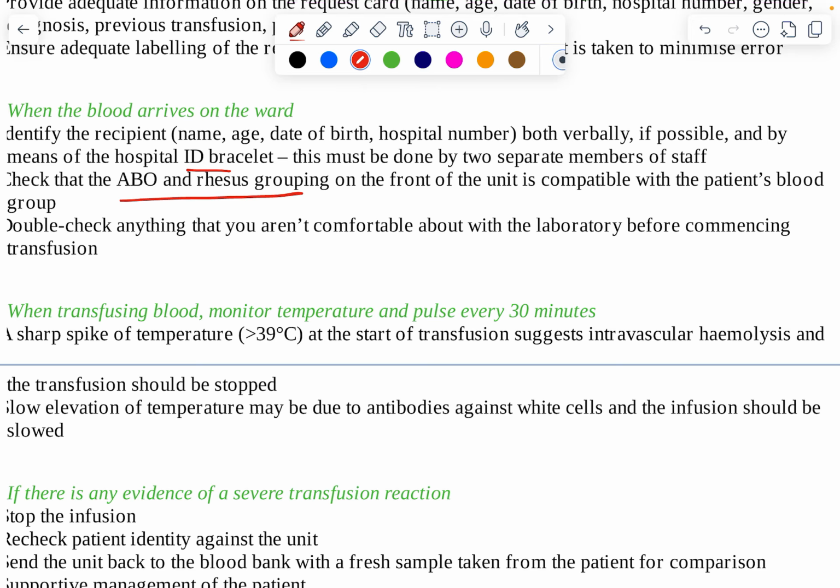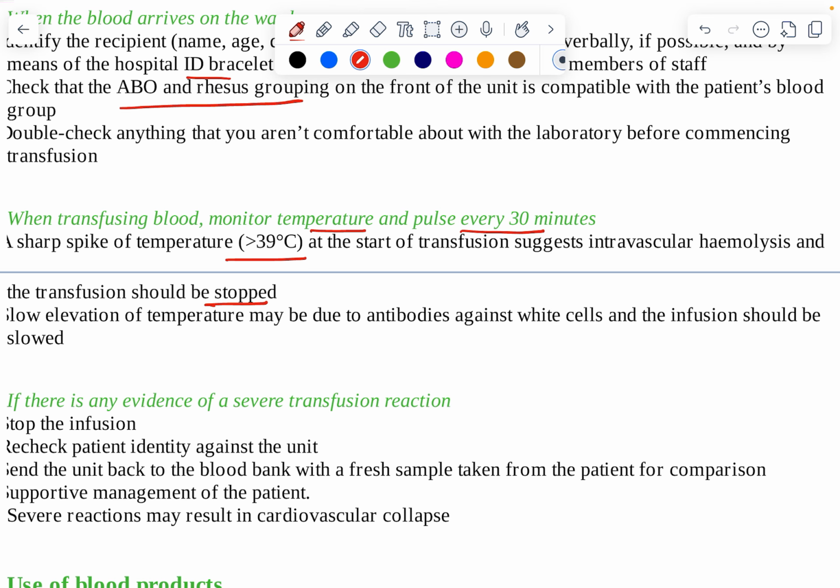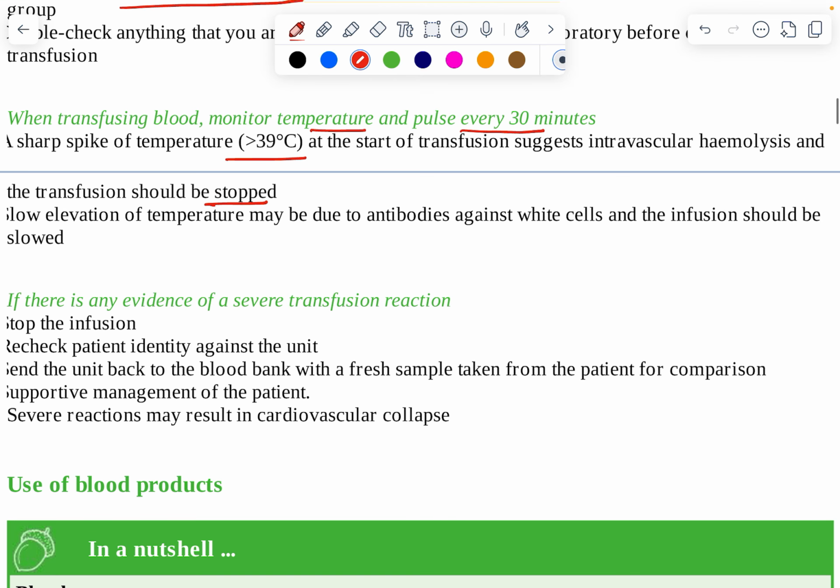Sharp spike of temperature. During blood transfusion, you may get a febrile reaction. So what to do? While transfusing blood, monitor temperature and pulse every 30 minutes. A sharp rise may indicate disseminated intravascular coagulation or intravascular hemolysis, and the blood transfusion should be stopped. Slow elevation of temperature may be due to antibodies, and again the white cell transfusion should be slowed.